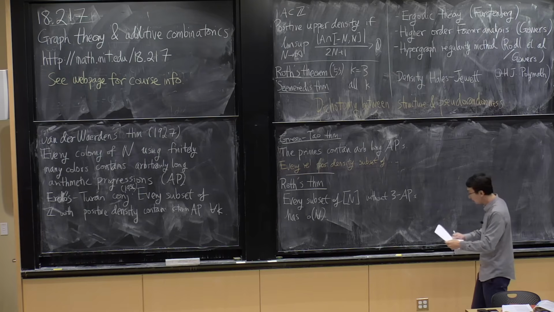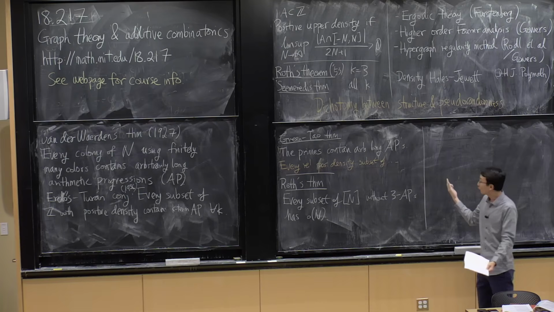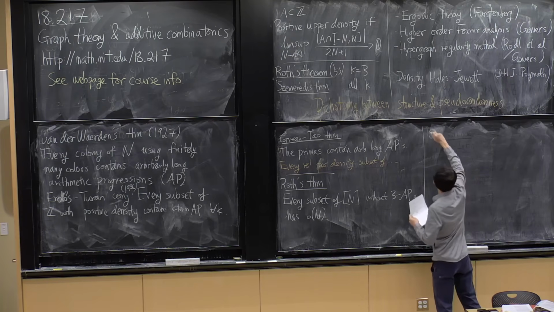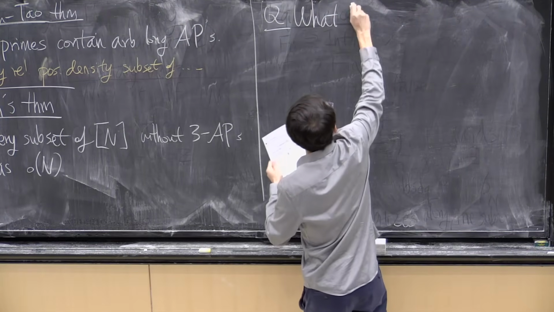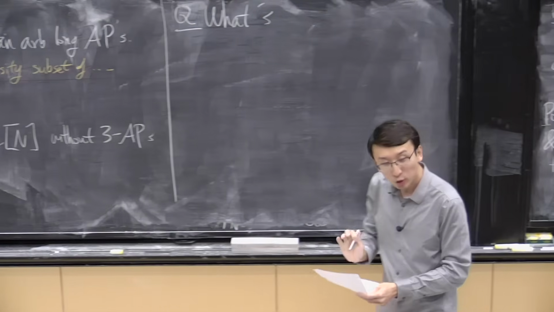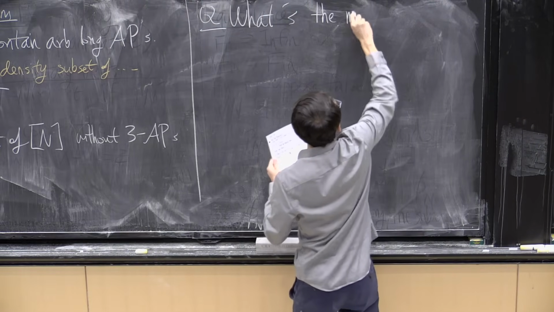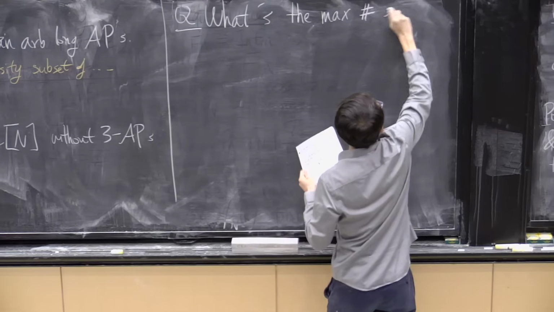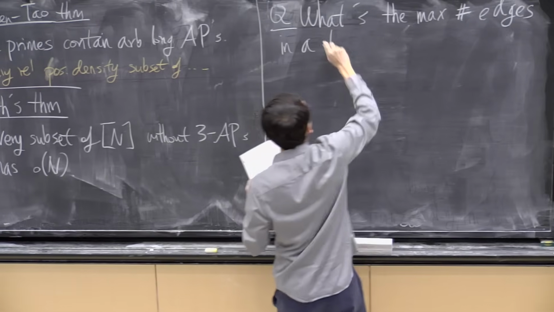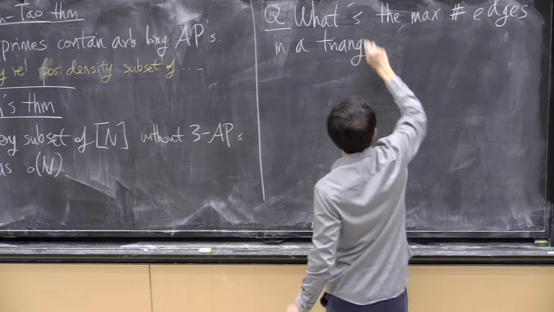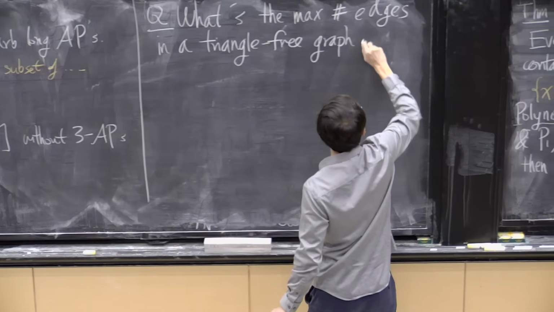A naive guess is the following. So what's the question that we should ask? Here's a somewhat naive guess, which turns out not to be the right question, but still an interesting question, which is: what is the maximum number of edges in a triangle-free graph on n vertices?